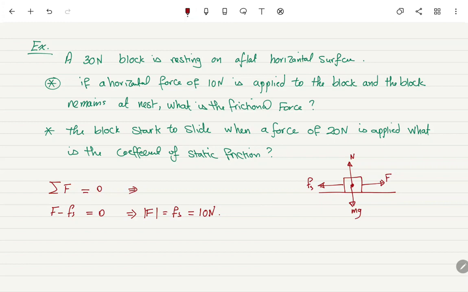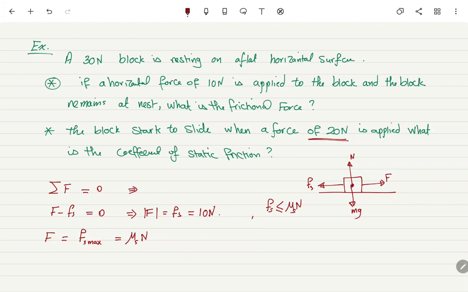As for the second case, the block starts to slide when a force of 20 newtons is applied. In this case, F equals Fs max, or equals mu s n. Remember, Fs here is less than or equal to mu s n. So we consider the equality because it says that it's about to move. So the maximum force applied is 20, and the object after that will start moving.